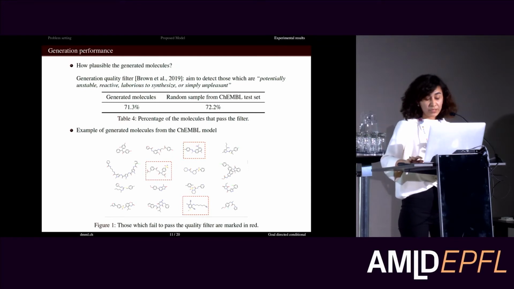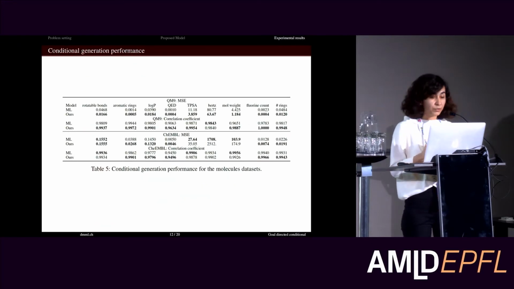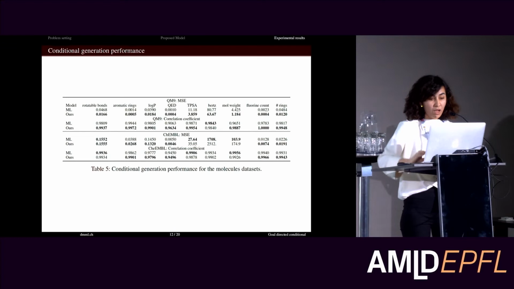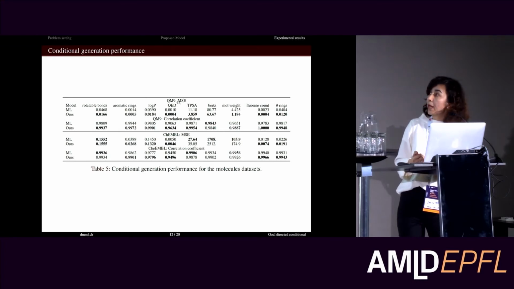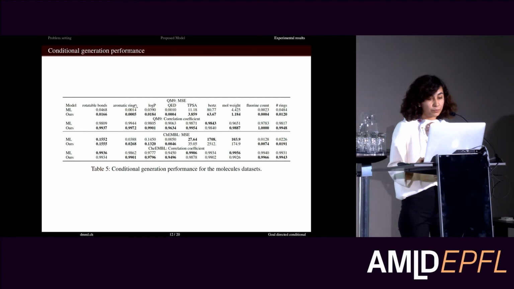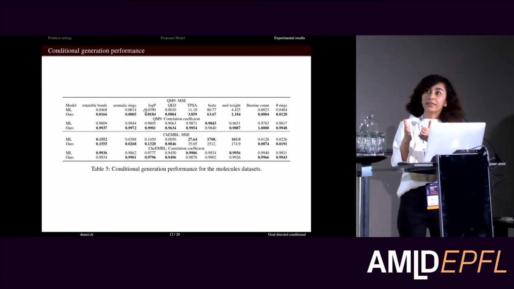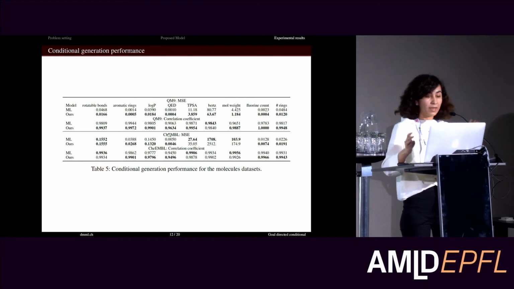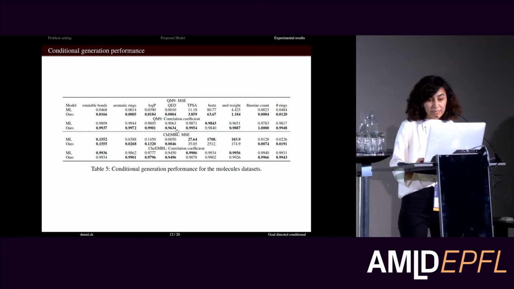So this is in terms of generation. What we are interested in again is conditional generation performance. For that, we condition on 9 properties that include both continuous and discontinuous properties like atomic rings, log P, and the QED score. We measured both the mean square error between the target that we give and the property that we get from generated molecules, and the correlation coefficient between the target and the property we get. It's actually really good in both Campbell and the QM9 dataset.